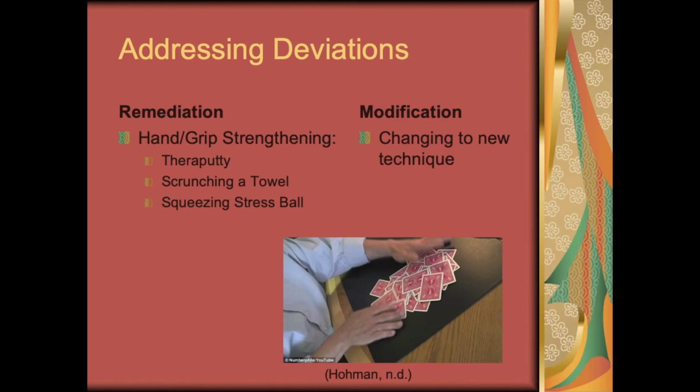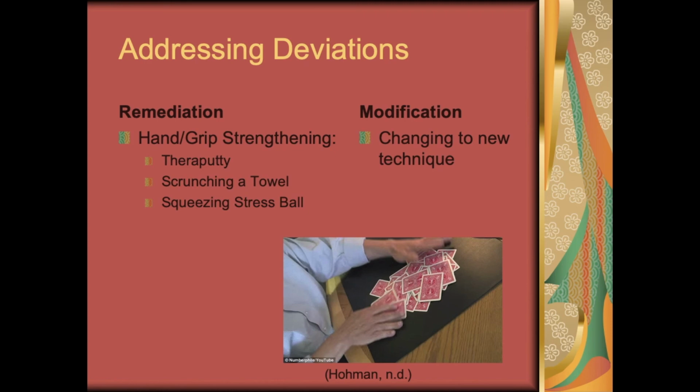Because conditions such as carpal tunnel can cause pain and weakness in the wrist, hand, and fingers, deviations in shuffling techniques may actually be necessary or more ideal than the standard overhand shuffling technique. If cards are being dropped or grip cannot be maintained to complete shuffling due to weakness in the hand muscles, one could perform hand exercises for increased grip strength. Therapeutic exercises may include using theraputty, scrunching up a hand towel on a table, or squeezing a stress ball.